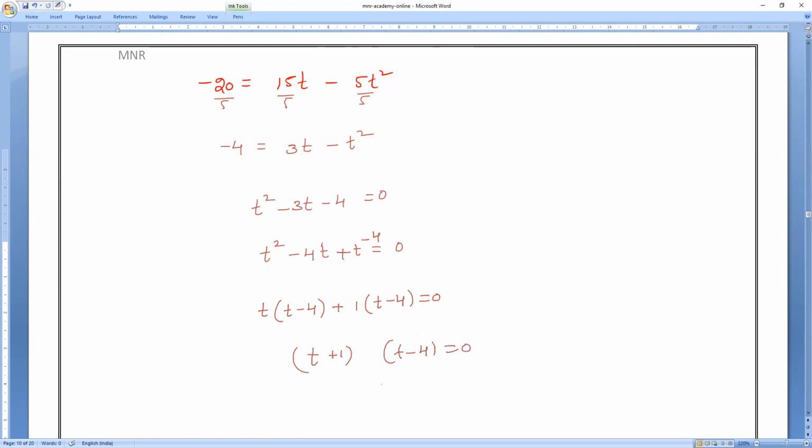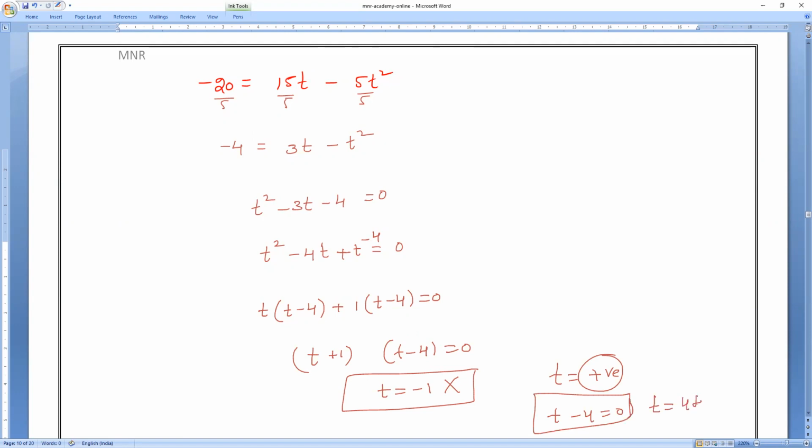Of course, time will never be negative, so that one is not the answer. Time T is always positive. So T minus 4 is equal to 0. Then what is the answer? T is equal to 4 seconds. Solve it faster. The meeting is going to end. Solve till here.